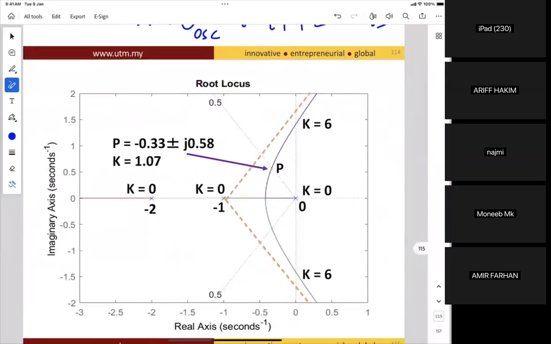Right. So this is the dominant pole, and the value of gain K there is 1.07. This one is K critical, and this one is the breakaway point. Okay.